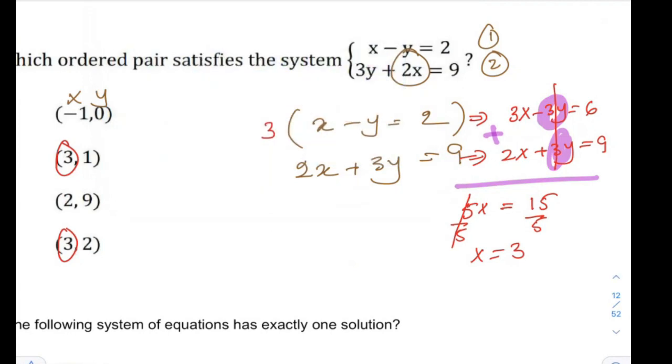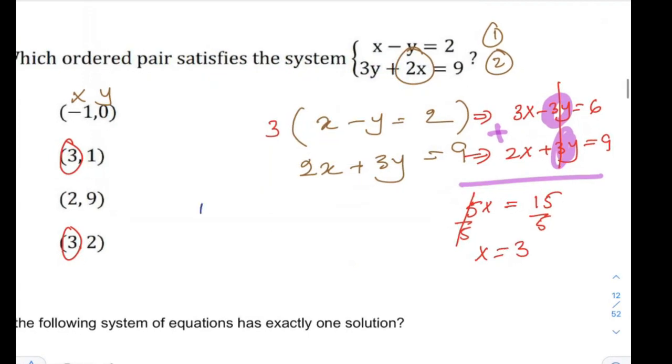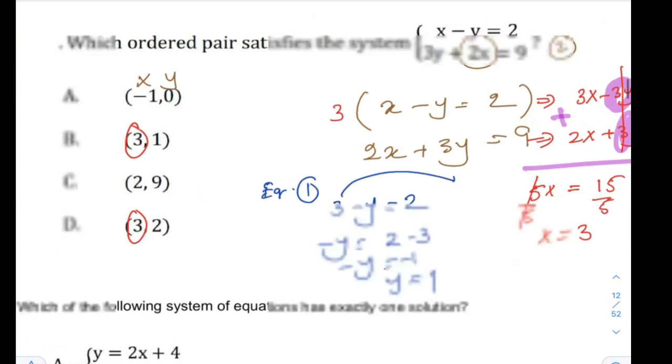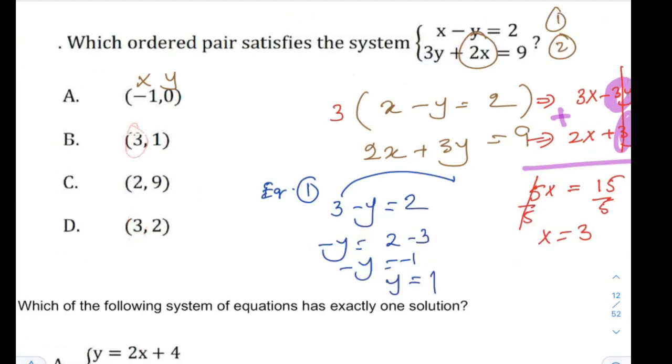X is 3, which exists here and there, so you need to replace it to find y. So let's choose equation 1. Equation 1 is x minus y is 2. So I will replace the x by the 3. So negative y is -1, so y is 1. That means the solution is this one, B.